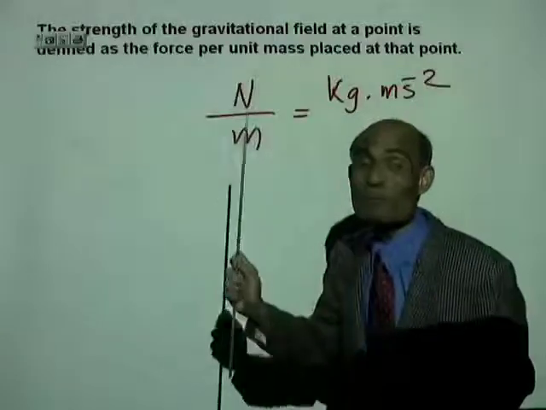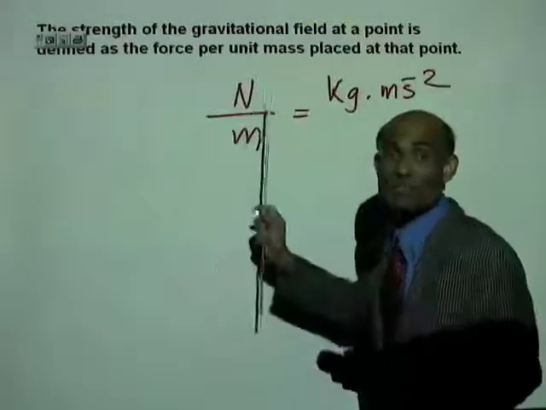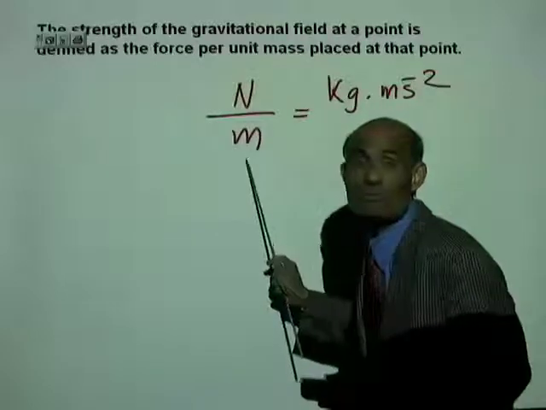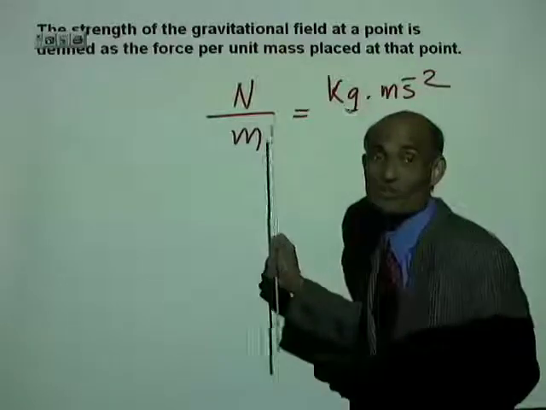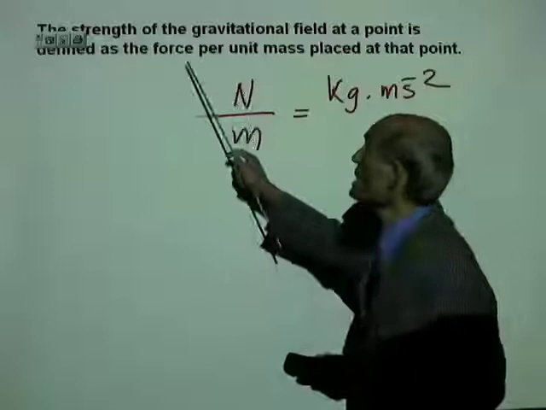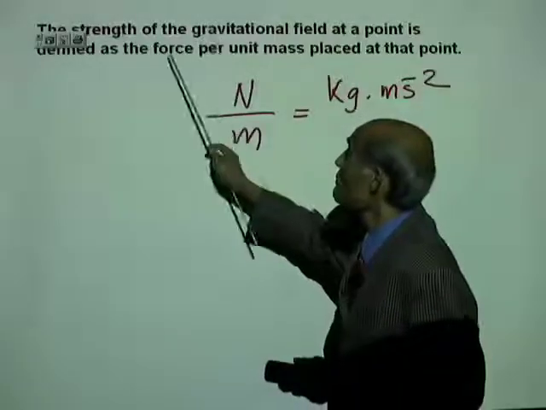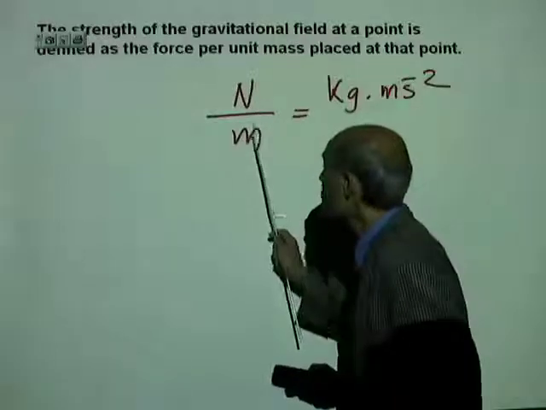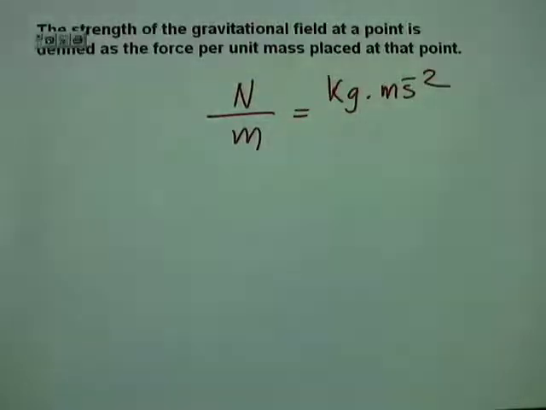Force per unit mass. What is the unit for that? Newton per kilogram, not Newton per meter, as I said earlier. So make that correction, please. The strength of the gravitational field is force per unit mass. It must be Newton per kilogram.